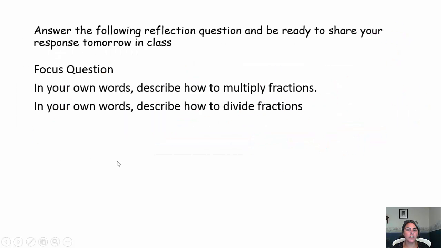Here's a focus question I'd like you to try to answer for tomorrow. In your own words, describe how to multiply fractions. And also I'd like you to describe how to divide fractions. So do a nice write-up on that and bring it to class to share.